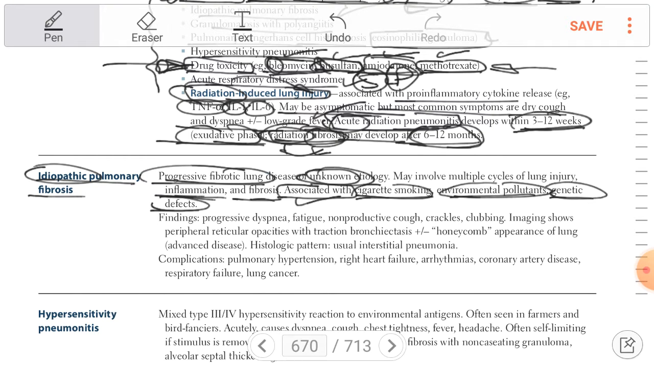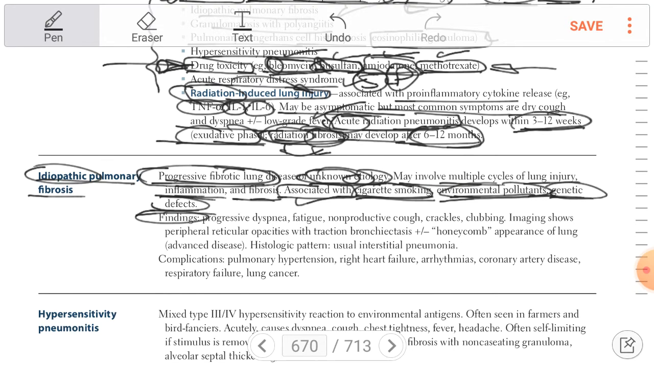But if you know the cause, by removing it you can decrease the risk factors like cigarette smoking, environmental pollutants, plus genetic defects. So it is a progressive fibrotic lung disease of unknown etiology that may involve multiple cycles of lung injury.